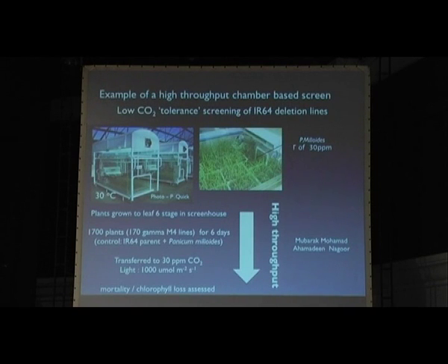We also did some screening as part of the C4 rice project. This was not for photoprotection, this was for compensation point. We were looking for mechanisms which could separate plants which had a small change in CO2 compensation point. We did these in low CO2 chambers. We grew plants for 6 days in a screenhouse, transferred them to low CO2 and relatively high light for 6 days, and we measured the amount of chlorophyll lost. The reason for doing this was to get high throughput. With these chambers we got 1,700 plants screened in 1 week, which is really a lot. So this is what we did.